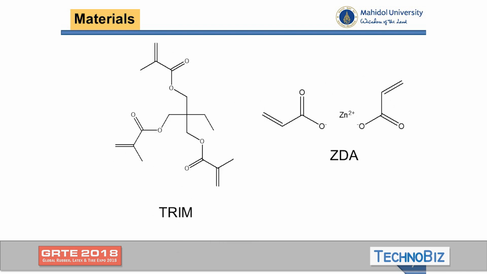And the chemical structures of the coagents are shown in this slide. The trimethylolpropane trimethacrylate, or TRIM, is composed of 3 reactive vinyl groups, and the ZDA, the zinc diacrylate, is reacting as the ionic crosslink.